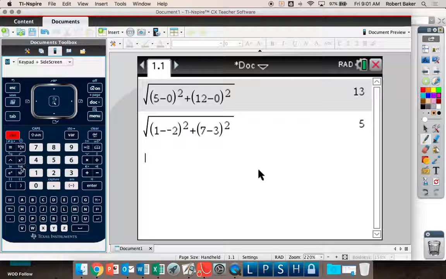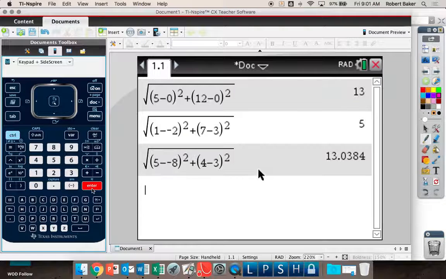The square root of 5 minus negative 8 squared plus 4 minus 3 squared. 13.03. Okay, is that closer to 13 or 13.1? It's closer to 13, so I write the answer 13. Okay, it's to the nearest 10. That's all you got to do there.